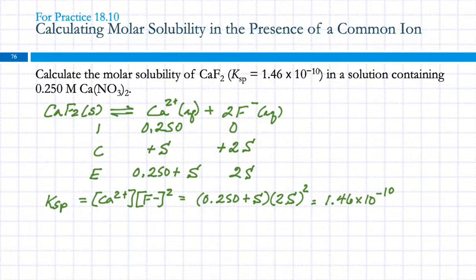Do you think X or S is going to be small in this situation? Our equilibrium constant here is pretty small, right? And 0.25 is actually relatively large in terms of a concentration. It's not like 1 times 10 to the minus 7 or something like that. So let's try S is small. Then we're going to just have 0.25 times the quantity 2S squared. So that's going to be 4 times 0.25 times S squared.